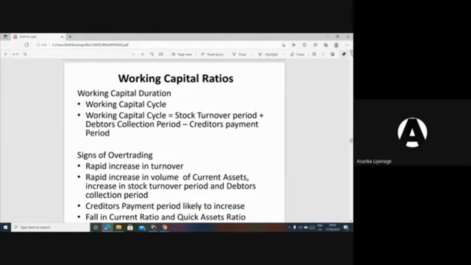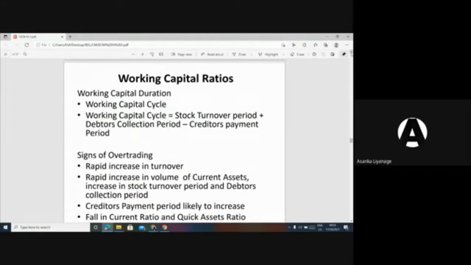Now, you can see the first point is rapid increase in turnover. By doing so, you try to increase the size of the company by increasing turnover. Then rapid increase in volume of current assets, increase in stock turnover period and debtors collection period. When you have this increased turnover, your current assets like stock and debtors will increase. Then the creditors payment period is also likely to increase, right? Due to all of this, your current ratio and quick asset ratio will deteriorate. Therefore, you have to correctly assess the optimal level of maintaining current assets and current liabilities when you are increasing your business size. That is a point that I want to make.